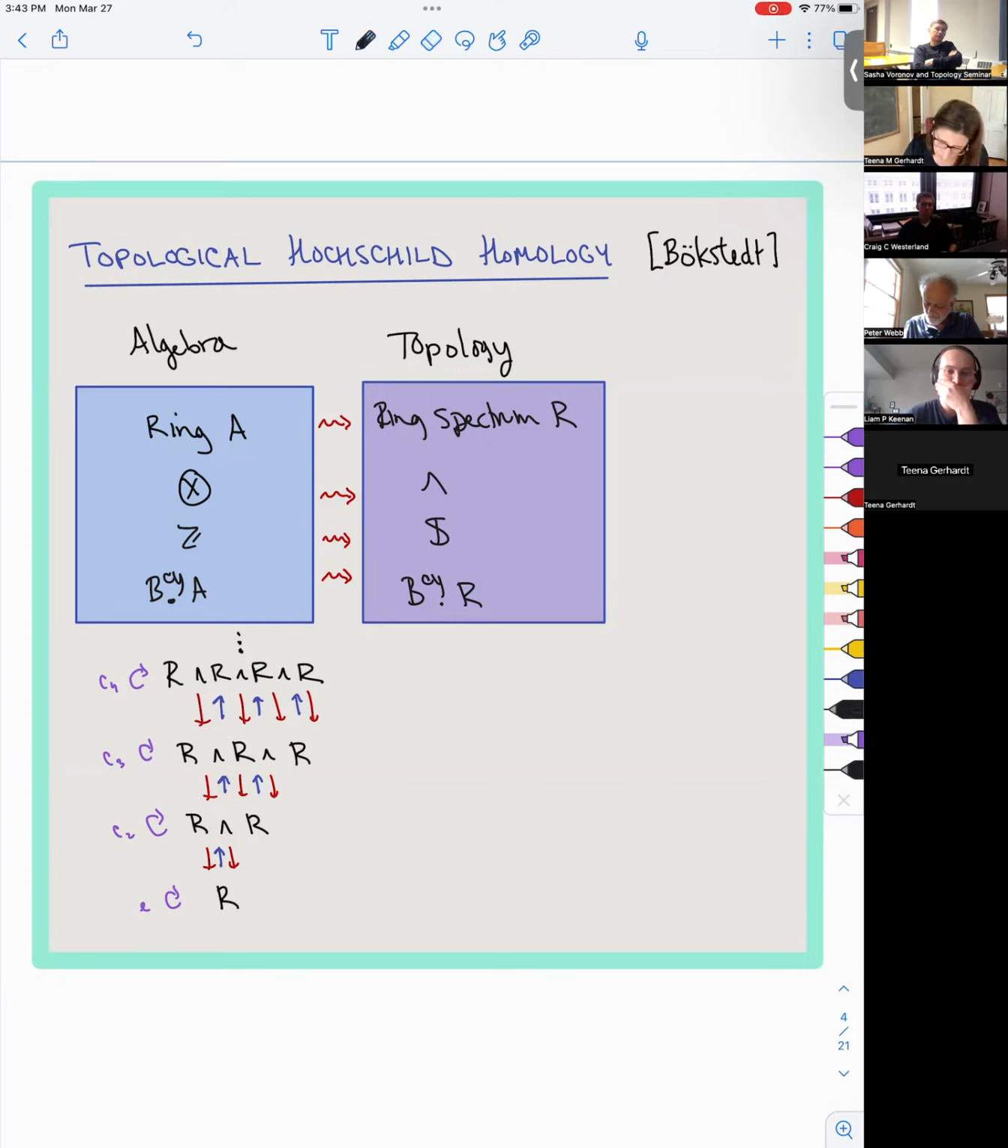So what is topological Hochschild homology? Well, one way to say what it is, it's the geometric realization of the cyclic bar construction, where now my cyclic bar construction is in spectra.